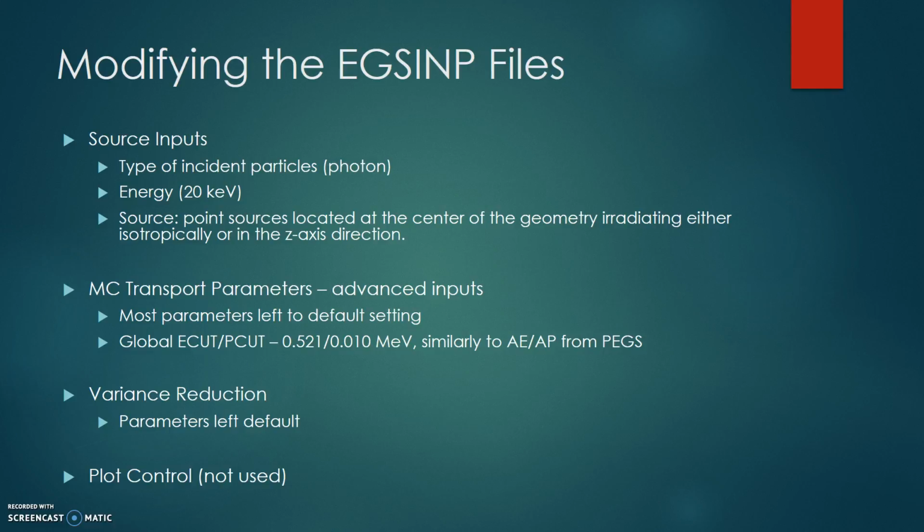More advanced inputs are the MC transport parameters and variance reduction parameters. Most of these options were left default except for a few that were modified as recommended by the comments in the EGS input file or the EGS user code. Lastly, the plot control was left alone because I exported everything to Excel and made my own plots.